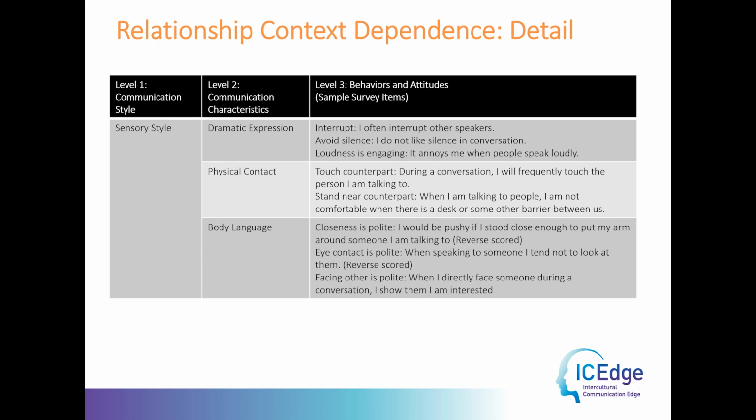Dramatic expression at level 3 is broken up into 3 subscores. Interruption, a sample item is: I often interrupt other speakers. Avoiding silence, a sample item is: I do not like silence in conversation. Loudness is engaging, a sample item is: it annoys me when people speak loudly.